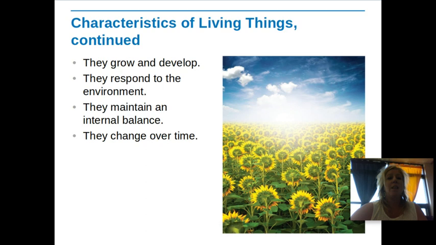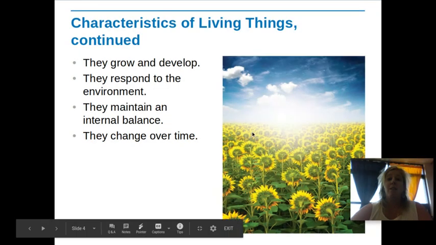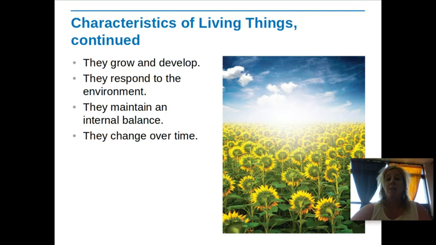Characteristics of living things continued. Living things grow and develop. In order to do this, they must have metabolism, which is a word that you should know. Living things respond to the environment. And we can see that as we look at this particular picture right here. A lot of times there is a stimulus, and the stimulus in this particular picture is going to be the sunlight, which is causing all the sunflowers to face a certain direction.